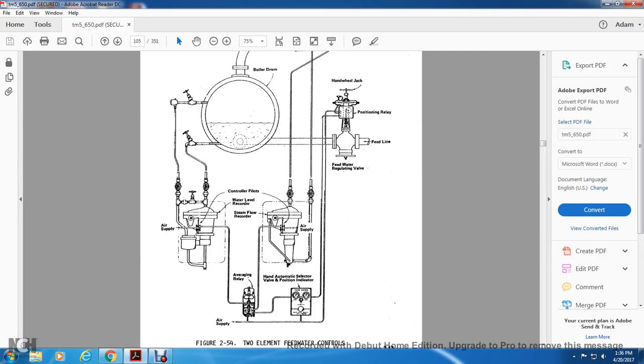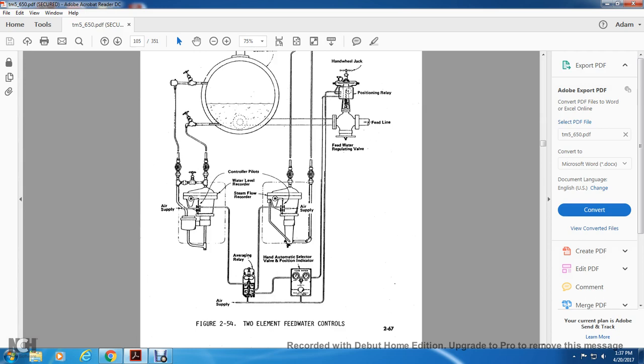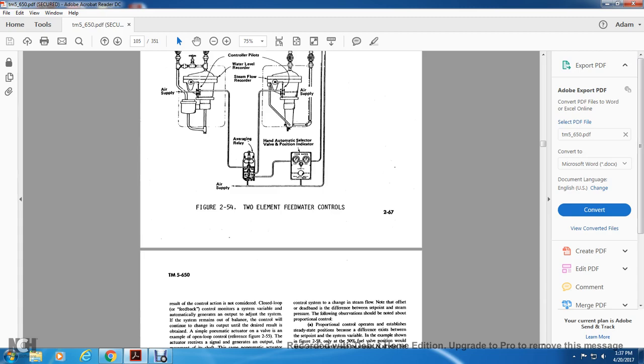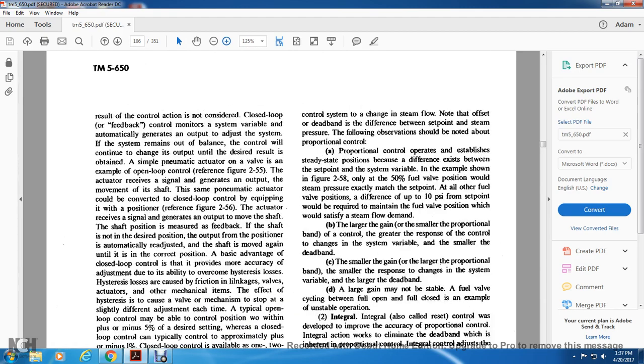All right, your two-element feed water controls. You have a steam orifice, boiler drum, high-end wheel, positioning relay, feed line, feed water regulator, hand actuated sensor, selector valve, position average relay, air supply, steam flow, water level, recorder, and control pilots.